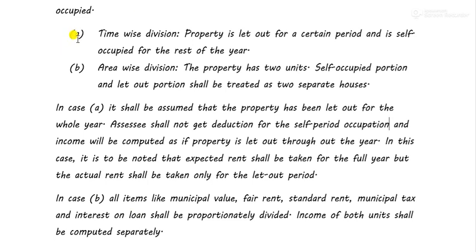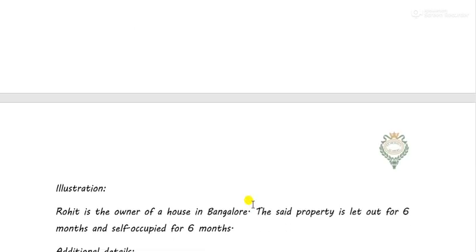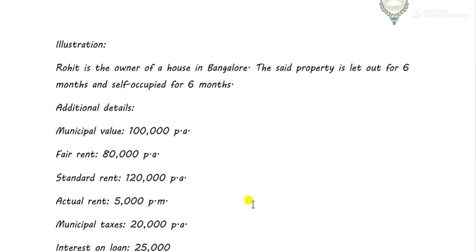All the items like municipal value, fair rent, standard rent, municipal tax, interest on loan, they shall be taken for the full year. However, for area wise division, all the items shall be proportionately divided as per the area of the property. If the let out unit is 70% and self occupied is 30%, then municipal value, fair rent, etc. will be divided in the ratio of 70 is to 30. So this is how it is to be done. When I make the example, it will be clear as water.